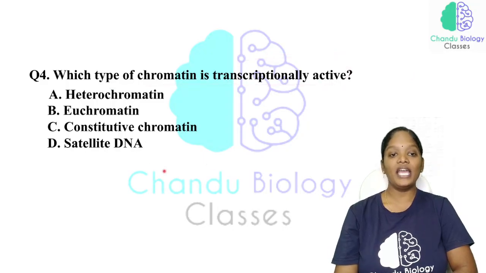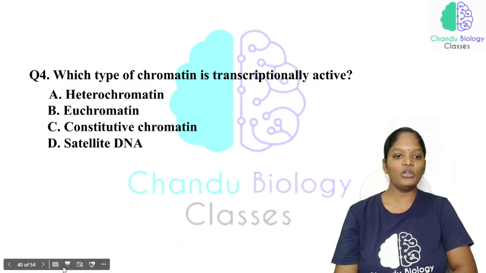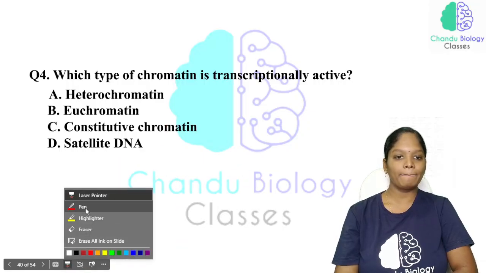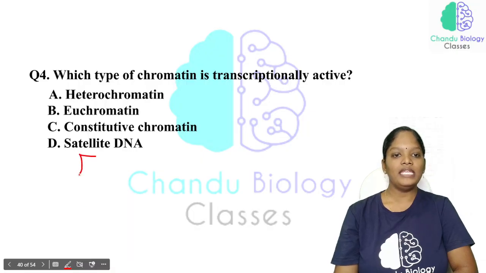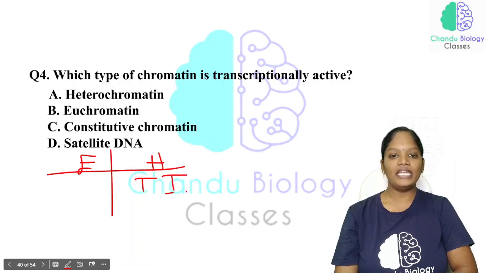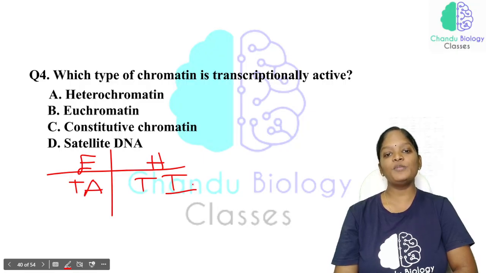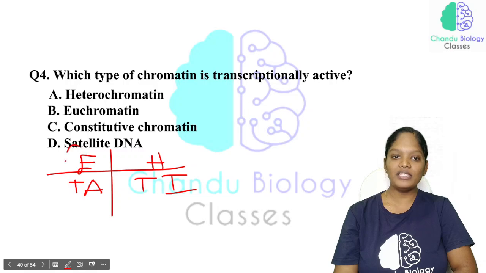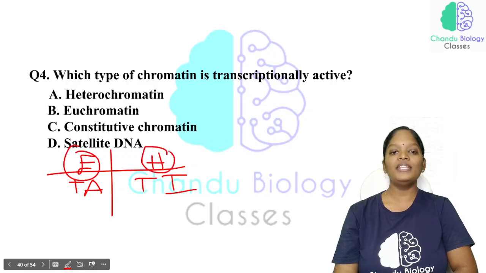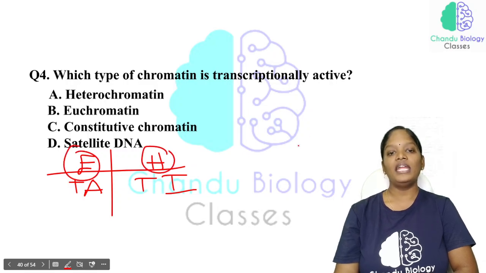Transcriptionally active. I forgot to mention that. Euchromatin and heterochromatin. Just make a note of it. Heterochromatin is transcriptionally inactive. Euchromatin is transcriptionally active. Transcriptionally active means protein synthesis will be taking place in the euchromatin and it is not taking place in the heterochromatin.